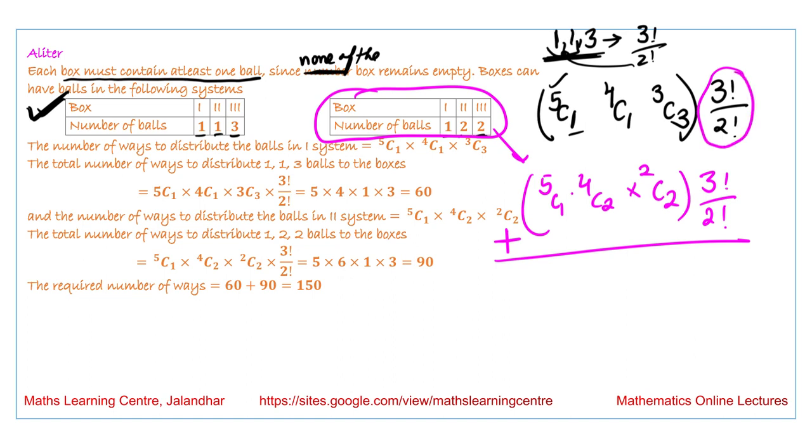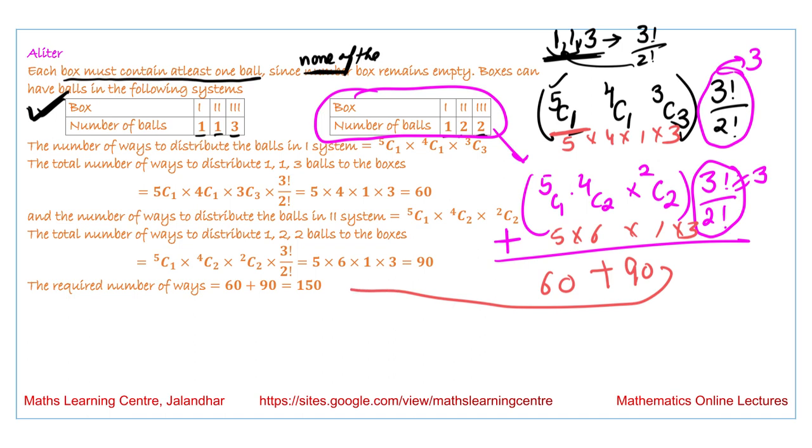Now 3 factorial by 2 factorial is 3, and these values if we calculate, it is 5C1, that is 5 into 4 into 1 into 3, and this value is 5 into 6 into 1 into 3. So the answer we obtain is 60 plus 90. So the total value we obtain is 150. So these are the 150 cases we are talking about here.